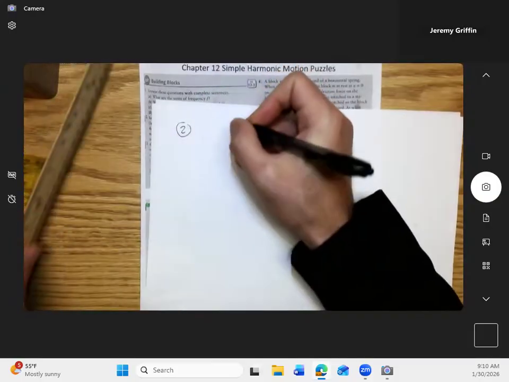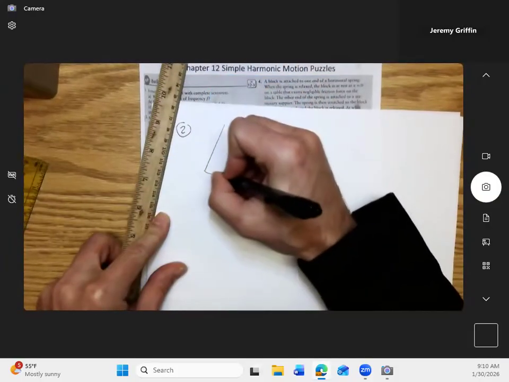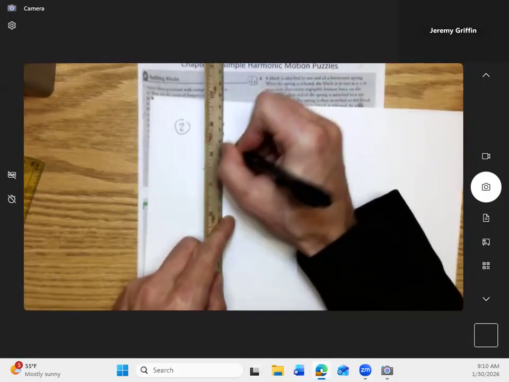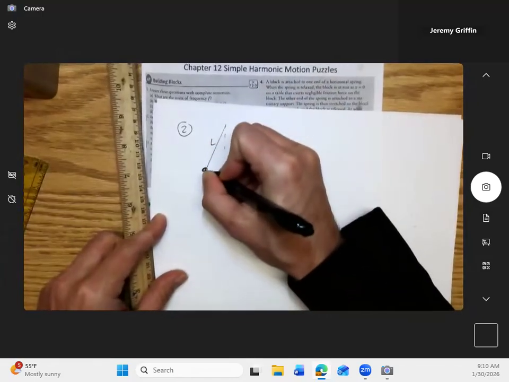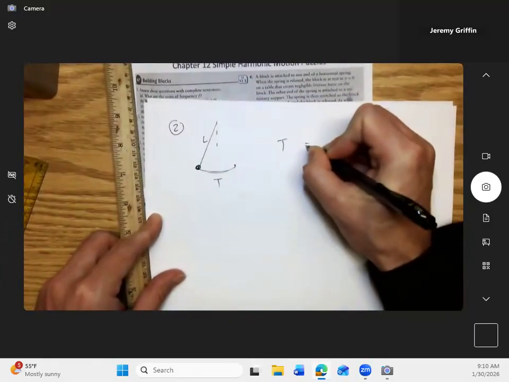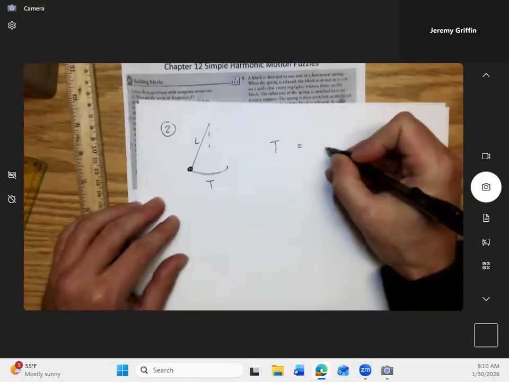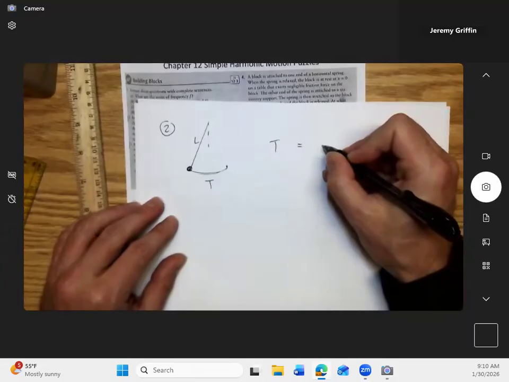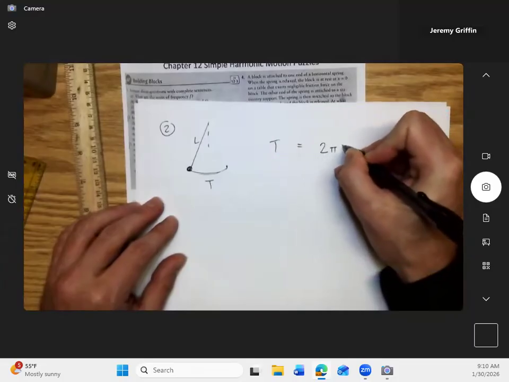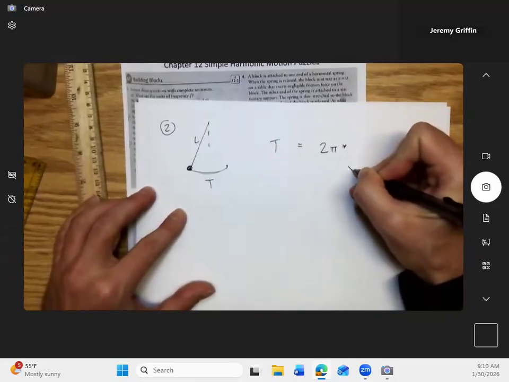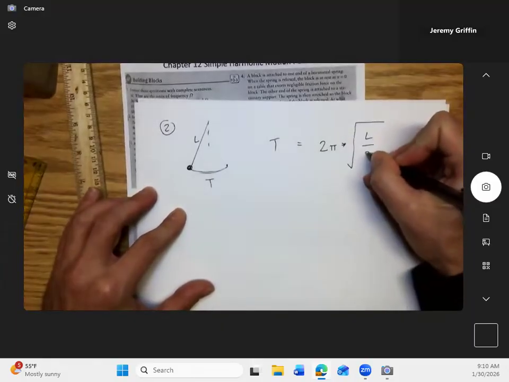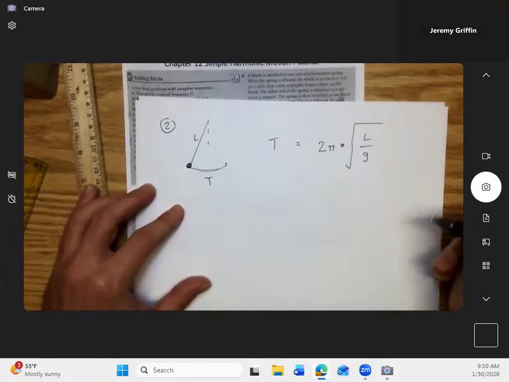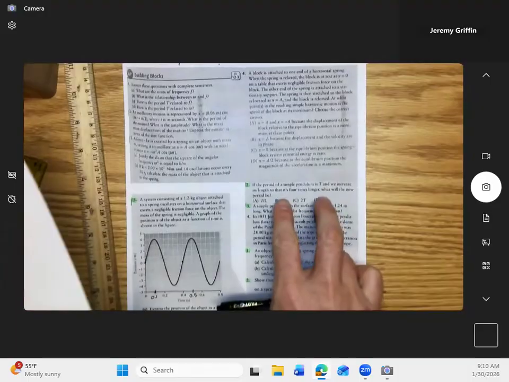Number 2. Pendulum swing. Take some time. Here, maybe you guys have this one memorized by now. Guys, what's the time period for a pendulum? 2 pi times square root. Now they gave us no numbers here, but they gave us a proportion.